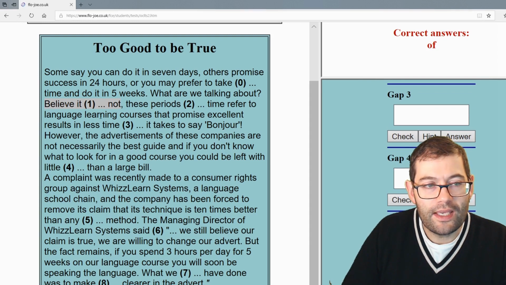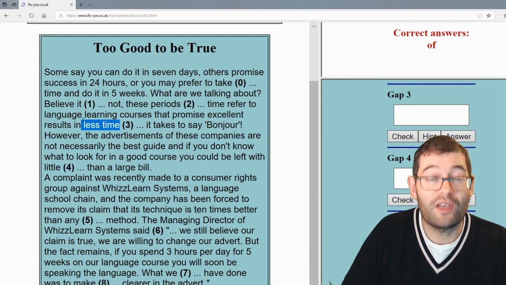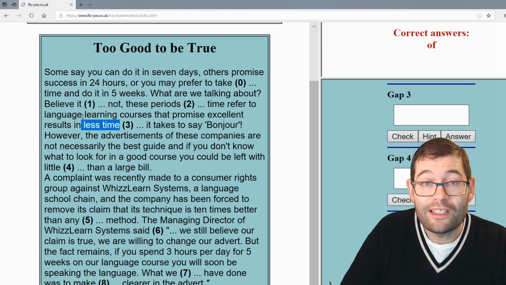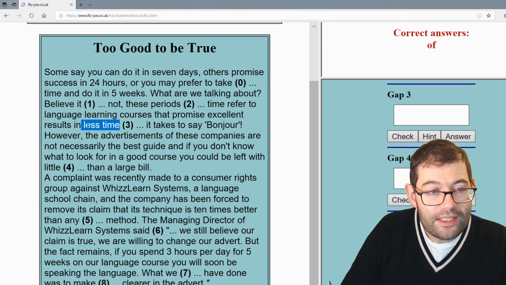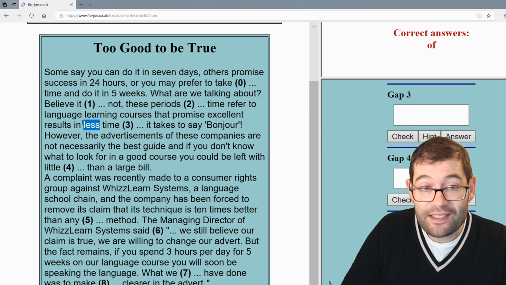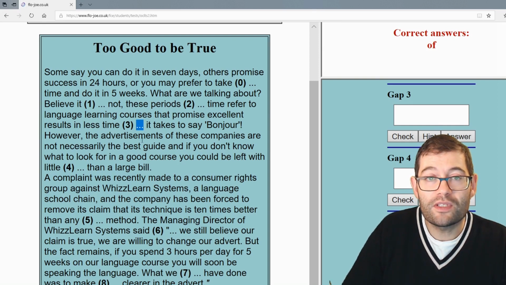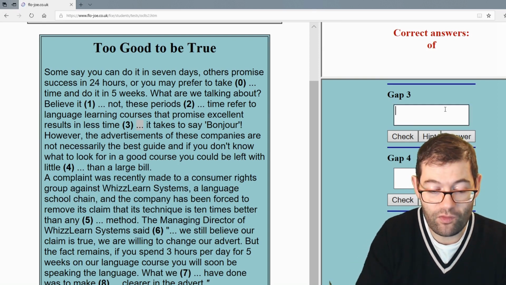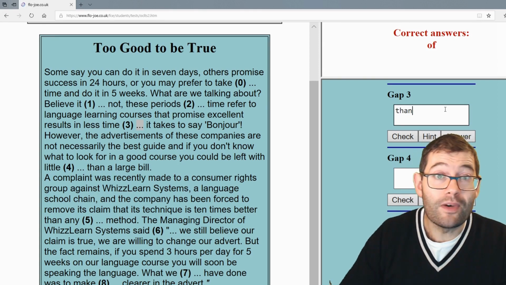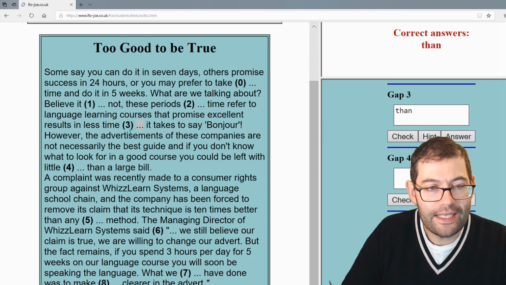Now what we've got here is a comparative form. Less time, and as you know, adjectives come in 3 different forms. You have the basic adjective, then you have the comparative, then you have the superlative. In this case, we've got a comparative adjective, which means that we're comparing it against something, which means that we need a comparative form which goes in this gap, and the comparative form is than, with an A, not with an E. So in less time than it takes to say bonjour.